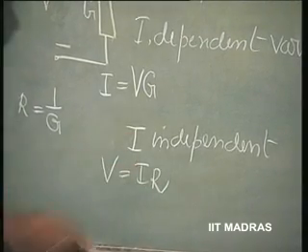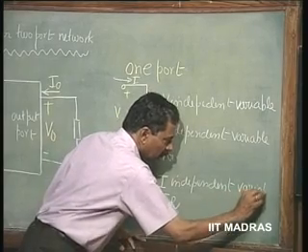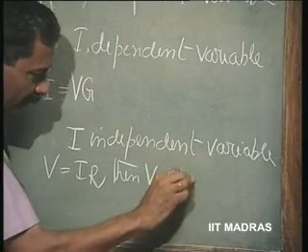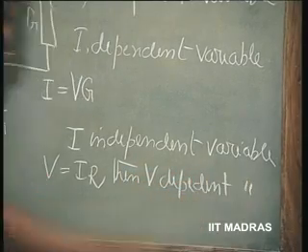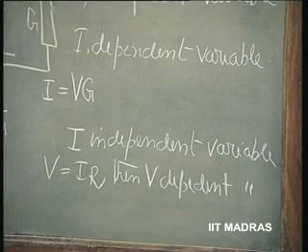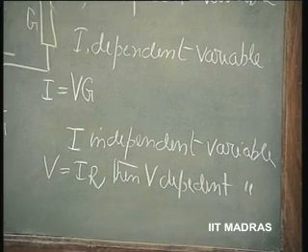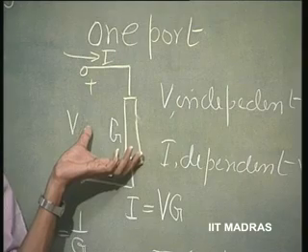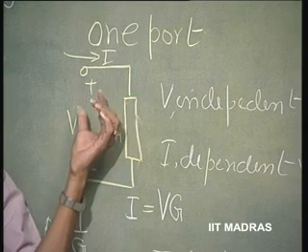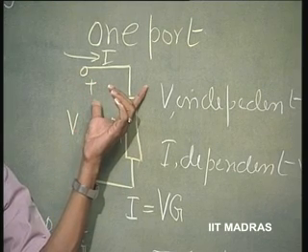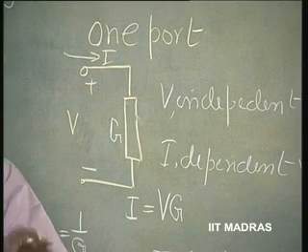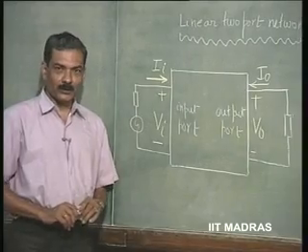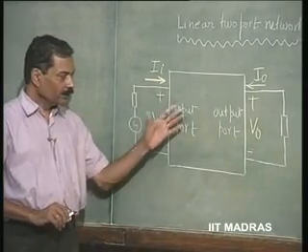So, I is independent variable, then V is dependent. So, this is what we have to understand: what is independent variable and what is dependent variable? This is for the one port. There are two variables here, V and I. If one is independent, the other is dependent. Let us now consider the two-port parameters, actually, two-port variables.